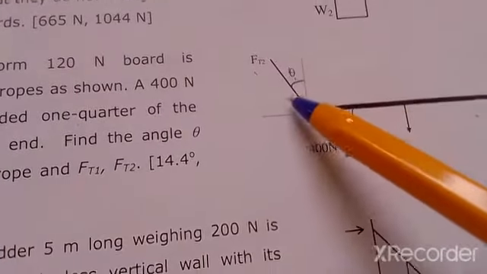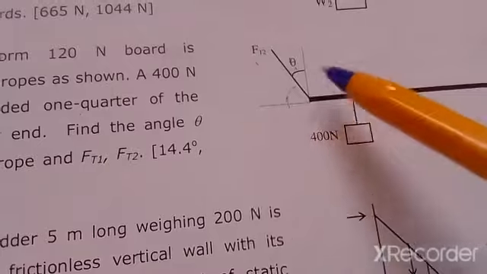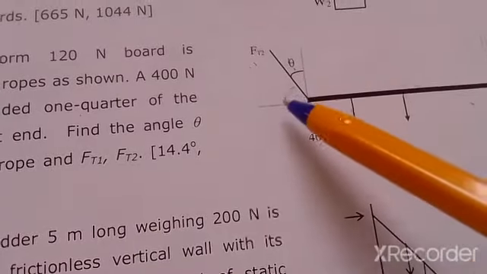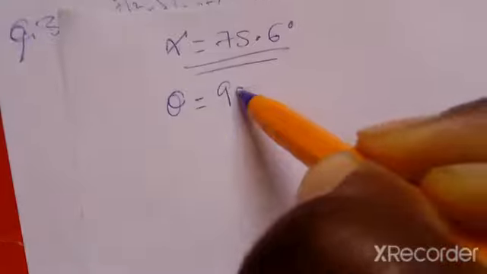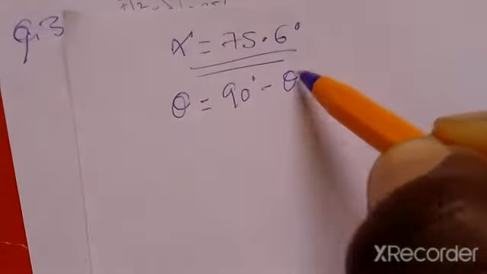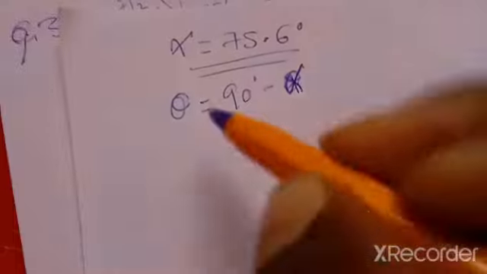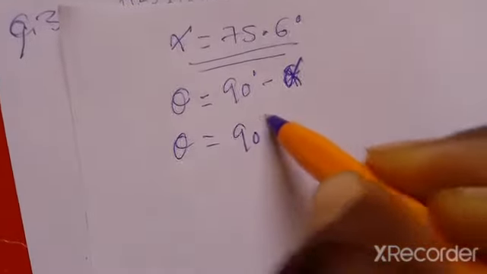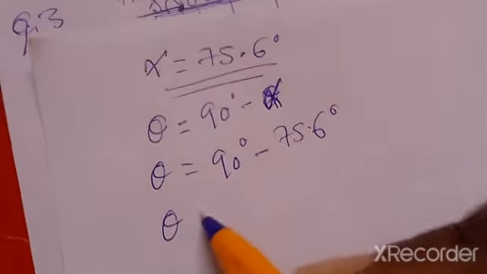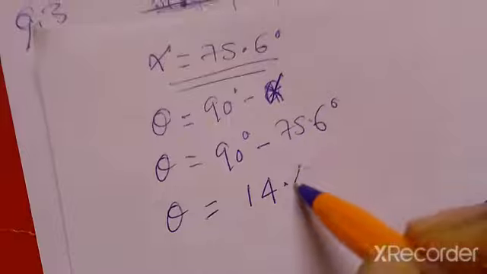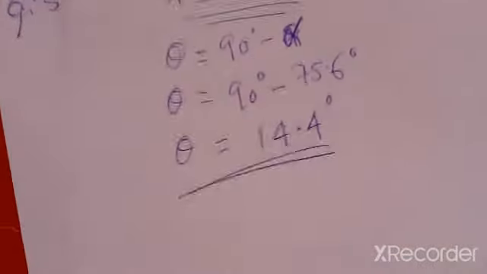Remember here, we have theta here, but I was working with alpha here. So to find theta, we're simply going to have to subtract alpha from 90 degrees. Okay, so say theta is equal to 90 degrees minus alpha. So theta is going to be equal to 90 degrees minus 75.6 degrees, and theta is going to be giving us 14.4 degrees eventually. That's what we have. Okay, so now we have got theta.